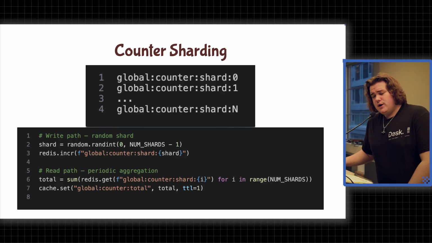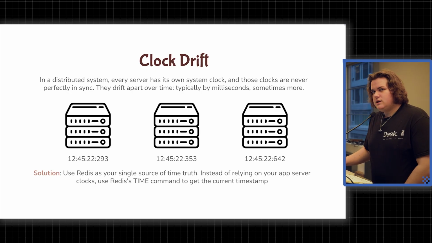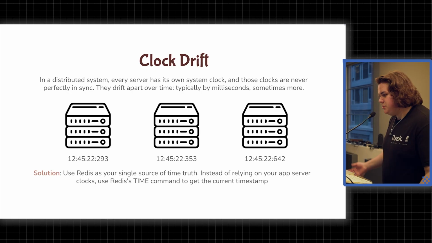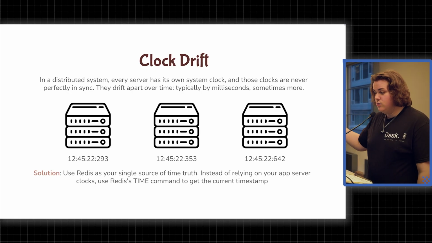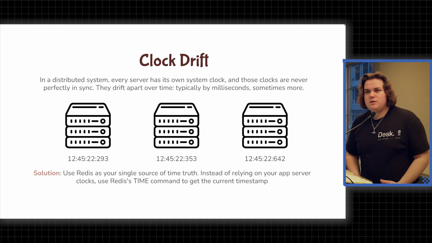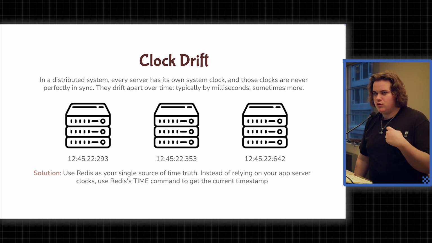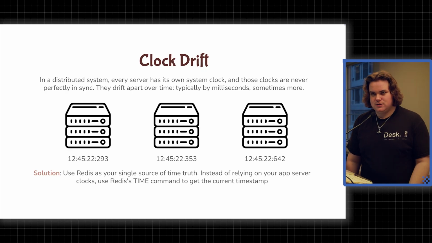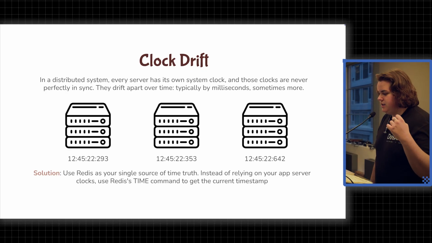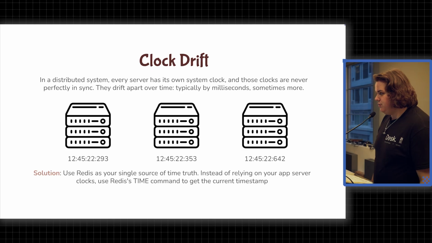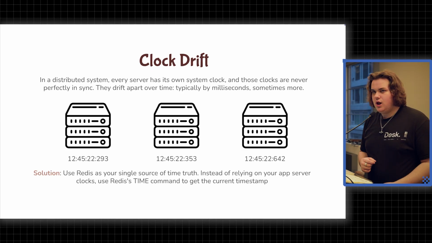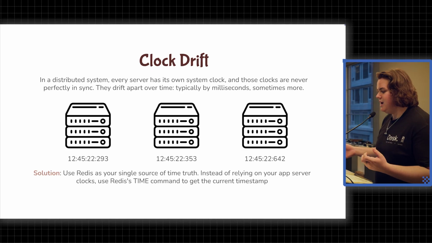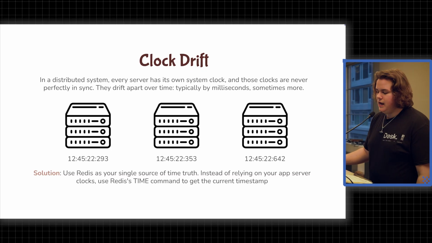Last thing I discussed a little bit earlier, I used a term, clock drift. Just to explain that, in a distributed system, each server will have its own system clock, but inevitably those clocks will not be the exact same. They will not be perfectly in sync. Occasionally they'll be off by milliseconds, and the simple solution to this is to use the time in Redis as a source of truth. Instead of relying on your app server's clock, you can use the Redis TIME command in order to get the current timestamp and deal with it that way.